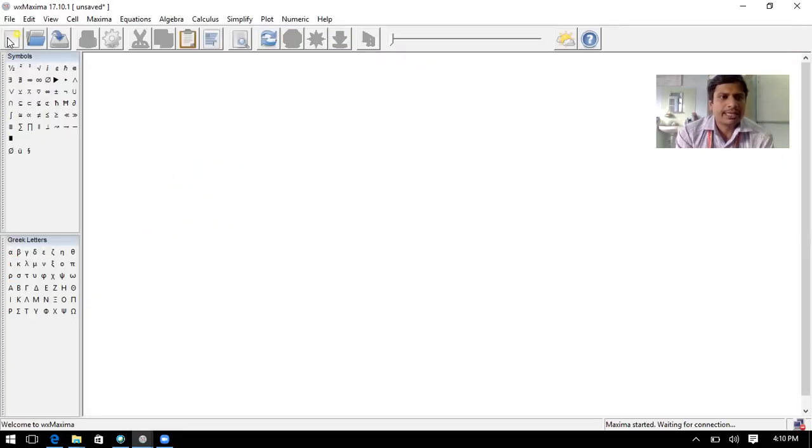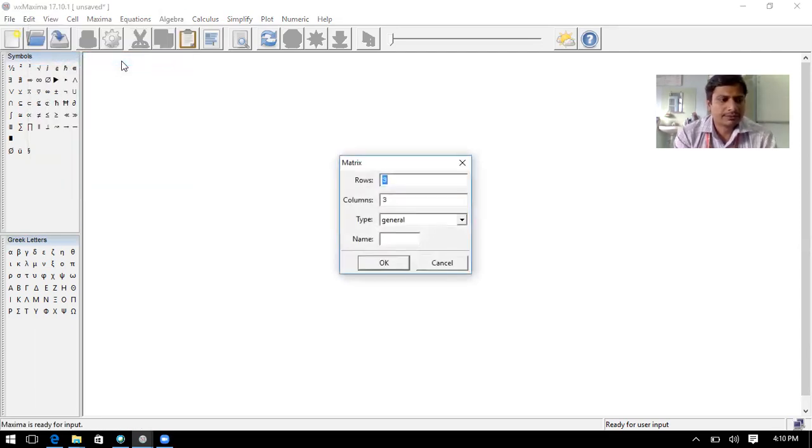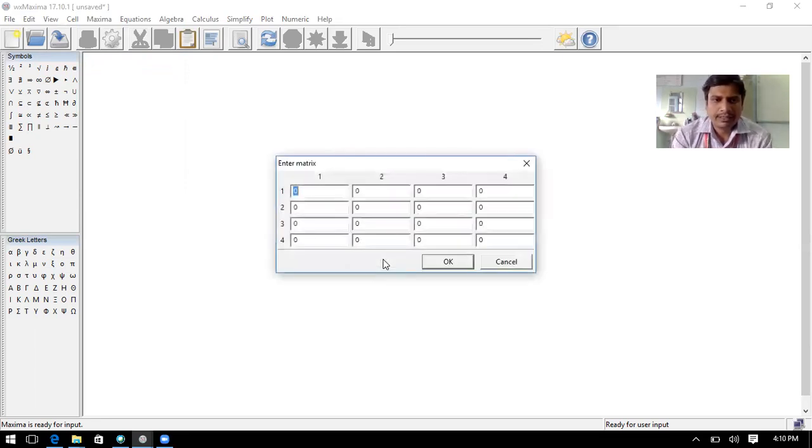You take a new file, meaning a new folder. Okay, first go to Algebra. You know this one. Just enter the matrix. I take here 4 rows and 4 columns. We already did 3 rows, 3 columns. No, I take 4 rows and 4 columns. The matrix name is A. Then OK. We type the elements, 4 rows, 4 columns.